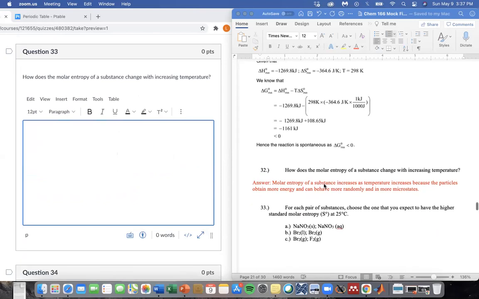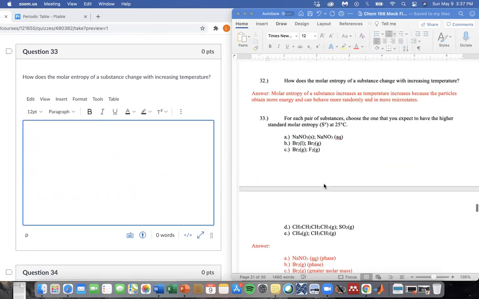Okay, all right. So we are at how does the molar entropy of a substance change with increasing temperature? As temperature increases, the particles are going to obtain more energy, and you'll have more random behavior because they're able to have more electron movement. You're going to be able to have those electrons in additional microstates that are more highly charged. And so because of that, the molar entropy of a substance will increase as temperature increases.